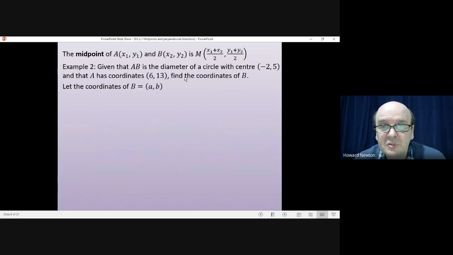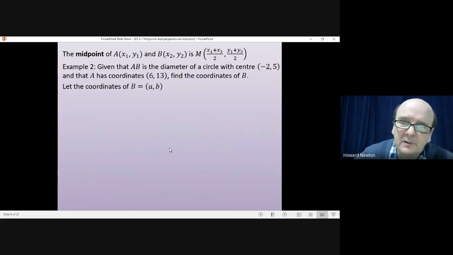Okay, example 2. Given that AB is the diameter of a circle with center minus 2, 5, and that A has got coordinates 6, 13, find the coordinates of B. Now, it's a little bit more tricky, this. I'll get you started just by saying that it's a good idea to let the coordinates of B be, it doesn't matter what these are, it could be x, y, but I'll call them little a and little b. And then you do still just use the formula in the normal way. I'll let you have a go at doing that, so pause the video, have a go, and then come back to me when you're ready.